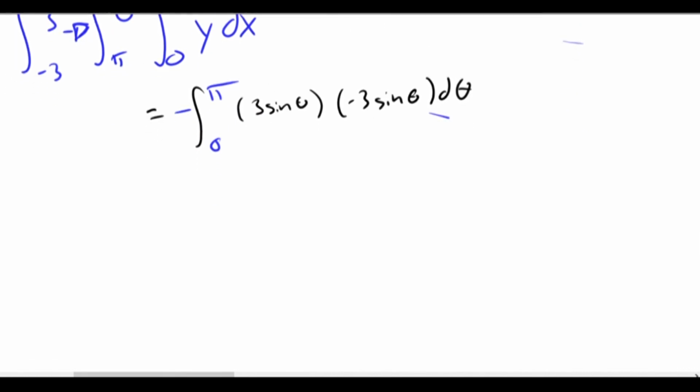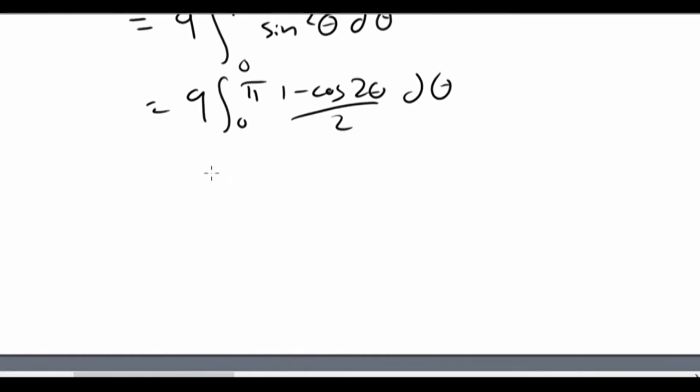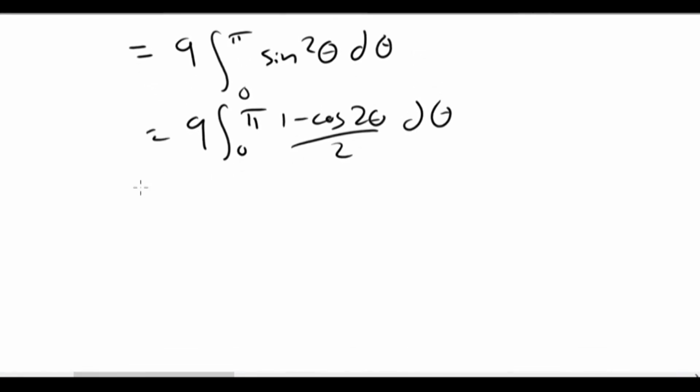So now we can evaluate this. This is the same thing as 9 times the integral from 0 to pi of sine squared theta d theta. And sine squared theta is the same thing as 1 minus cosine of 2 theta over 2. And we're still integrating with respect to theta. So then we can pull out the 2, so we have 9/2 times the integral from 0 to pi of 1 minus cosine of 2 theta, integrated with respect to theta.